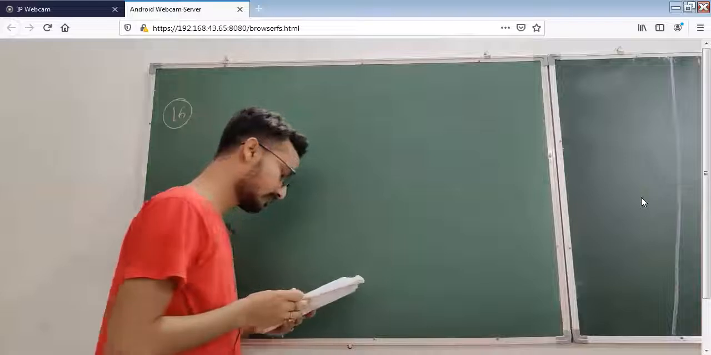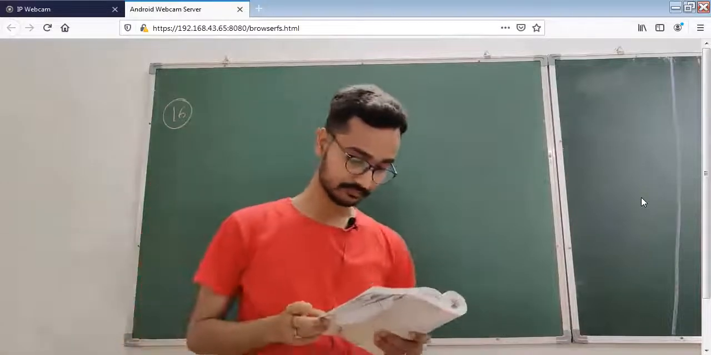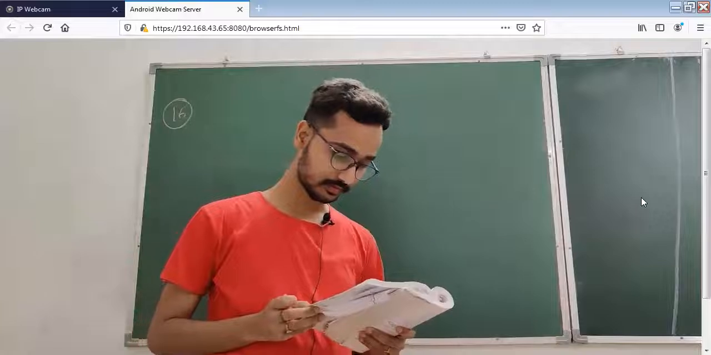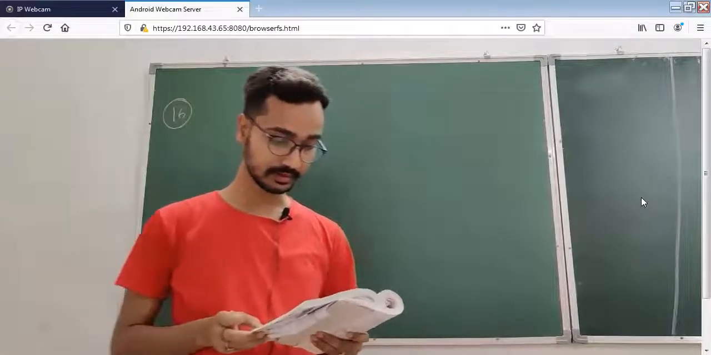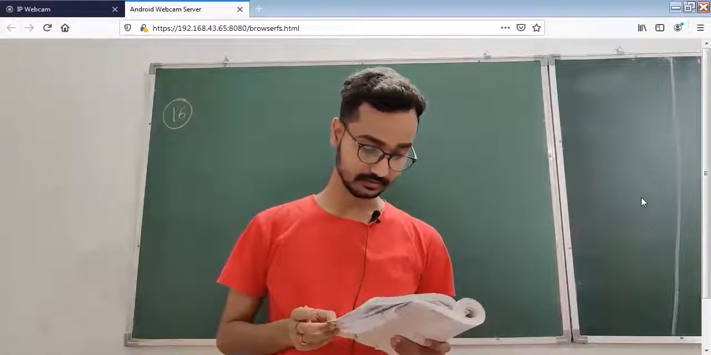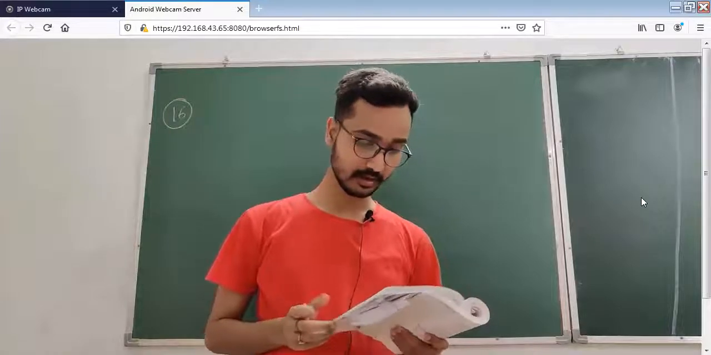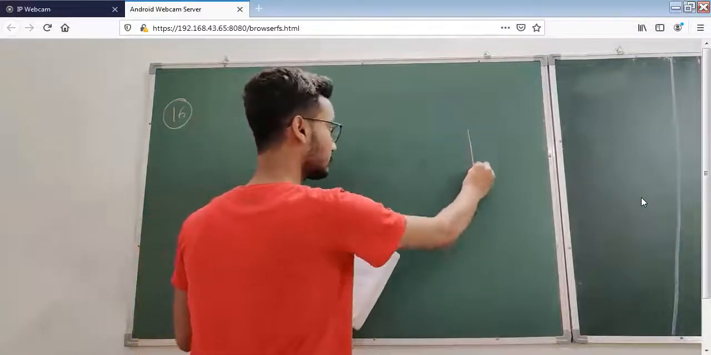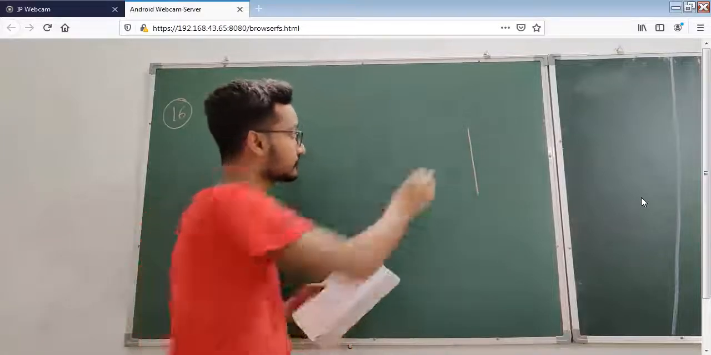The angle of elevation of the top of a tower from 2 points at a distance of 4 meter and 9 meter from the base of the tower and in the same straight line. Okay. Suppose this is the tower AB.